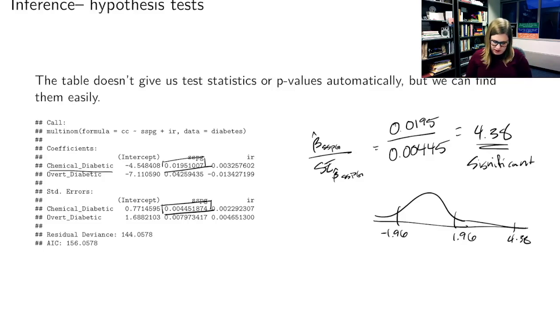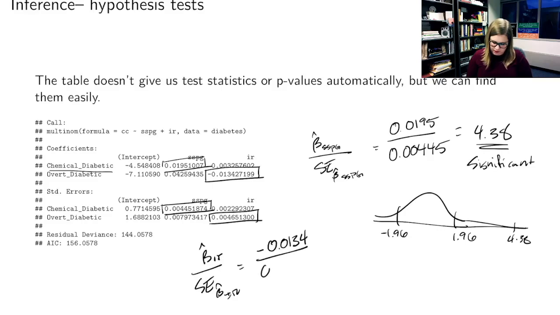Let's do one. Maybe let's do this one because this one has a negative coefficient. So we'll do the IR coefficient for the overt diabetes compared to the normal clinical classification. So I'll do my beta hat for IR over the standard error for my beta hat for IR. And in this case, it's going to be negative 0.0134, let's say, divided by 0.00465. And that's about 2.88.